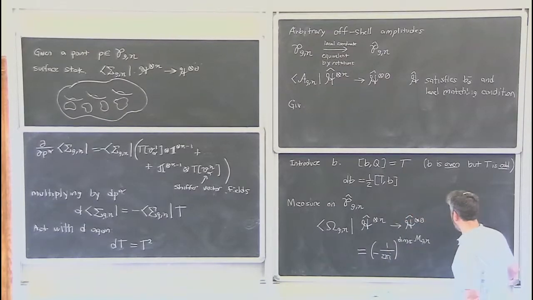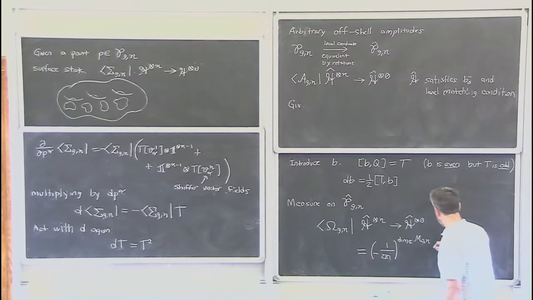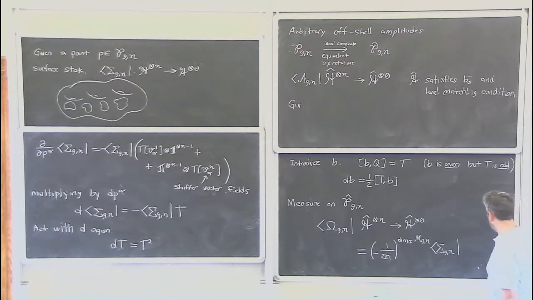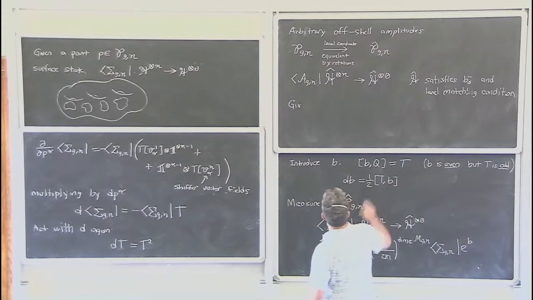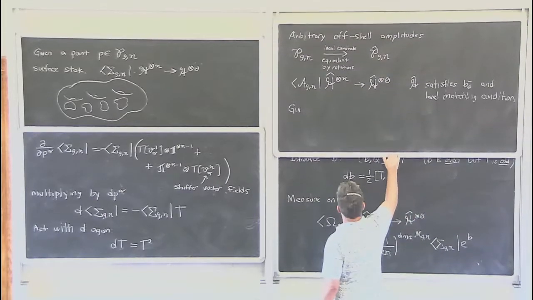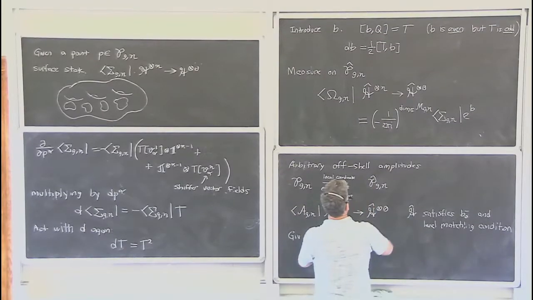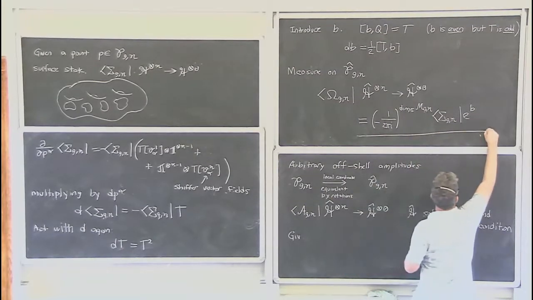It's just given by sigma GN. We're taking our surface state, sigma GN, and then multiplying by e to the B. So this is our measure on the moduli space P hat GN.